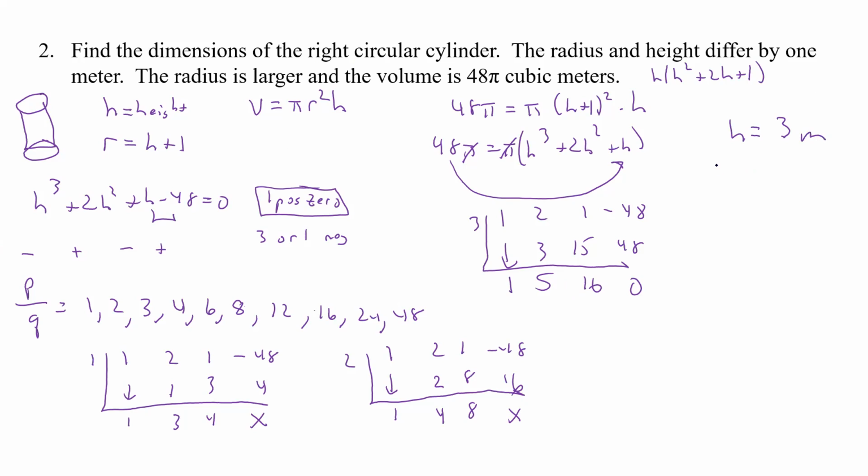And r then is going to be 3 plus 1, or 4 meters. And so that then is my dimensions for the right circular cylinder. Now, does it make sense? Well, r is 4, so 4 squared is 16, times 3 is 48, times pi is 48 pi. So yes, that does work out correctly. All right, so let's stop there, and that would be all I have.